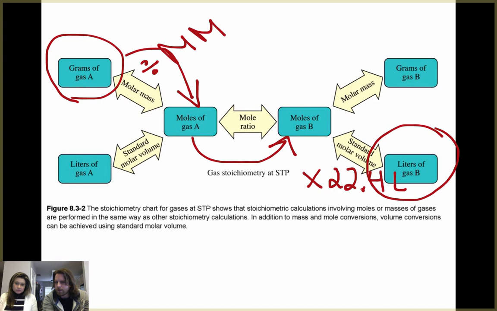And you can only do that if they tell you that this reaction is taking place at standard temperature and pressure. Make sure you know that. It takes place at STP, at Stony Point High School. That's when you have to use it. Okay. So now let's walk through a problem.